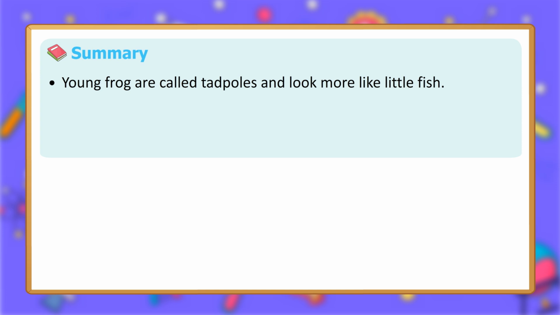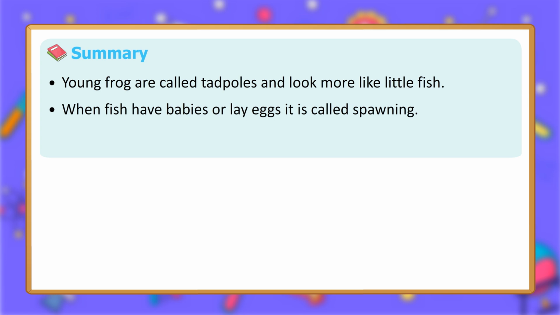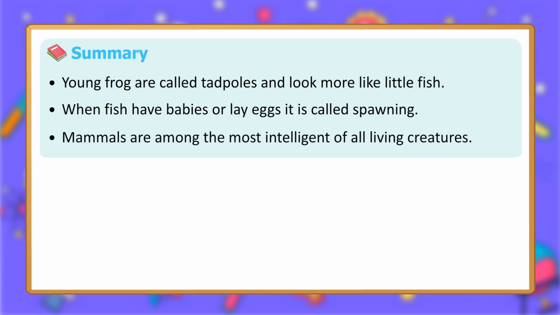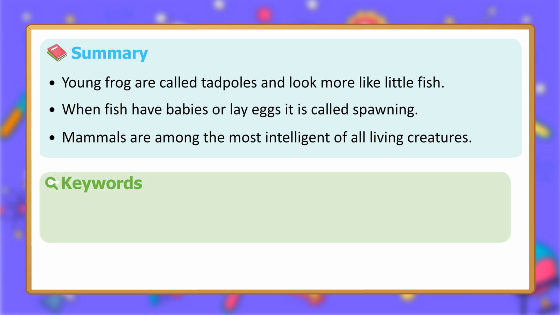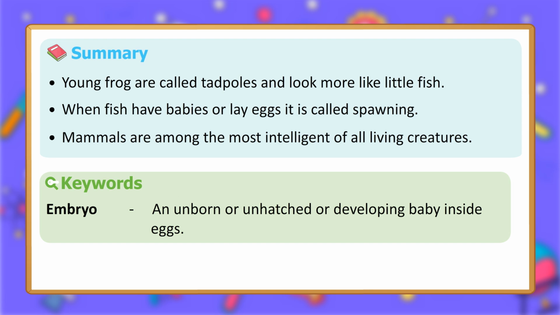Young frogs are called tadpoles and look more like little fish. When fish have babies or lay eggs, it is called spawning. Mammals are among the most intelligent of all living creatures. Keywords. Embryo, an unborn or unhatched or developing baby inside eggs.